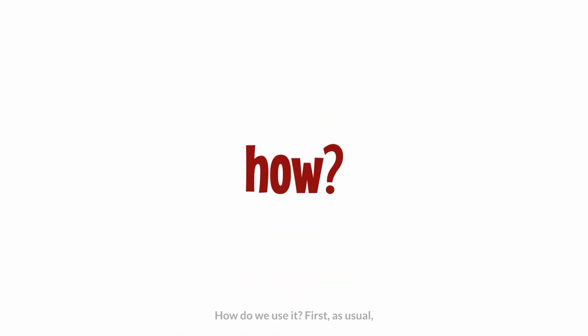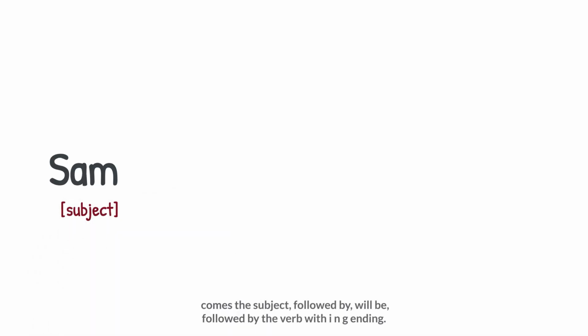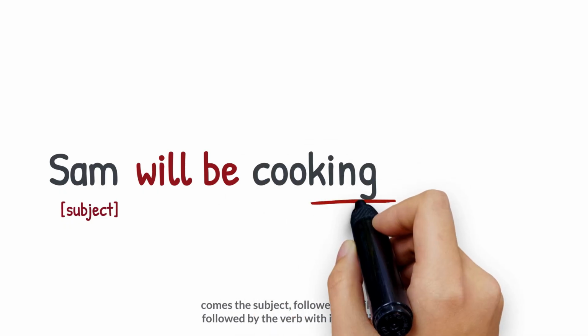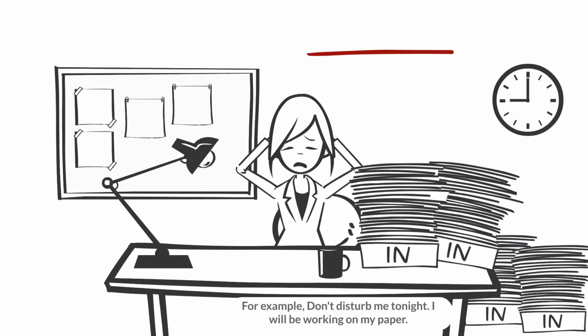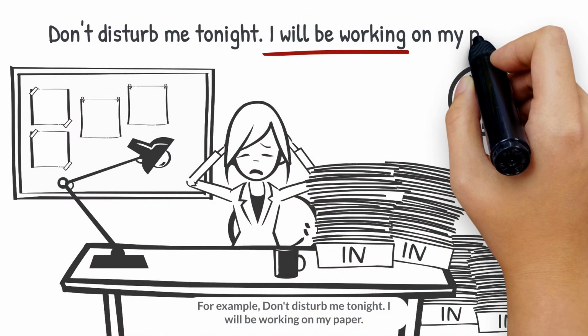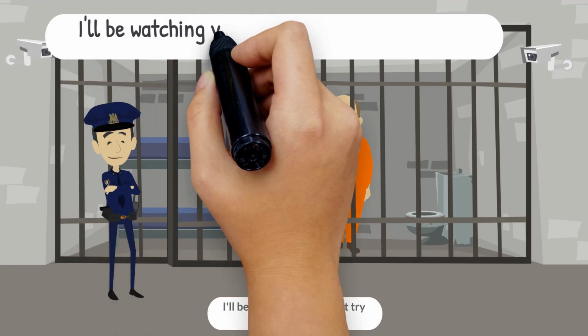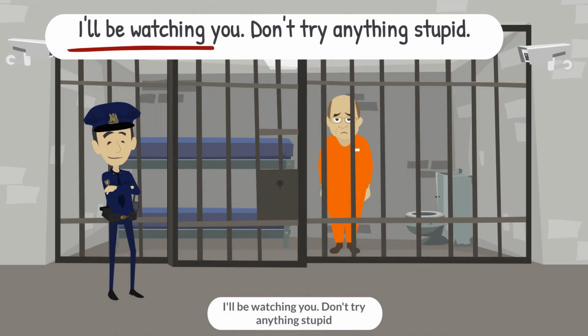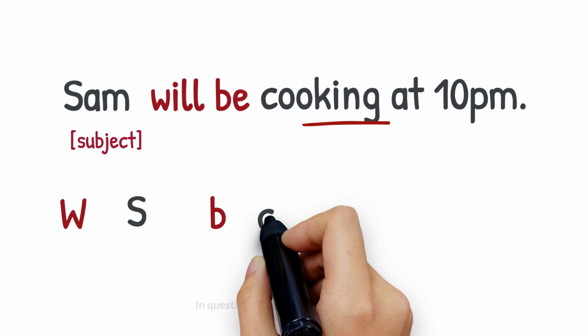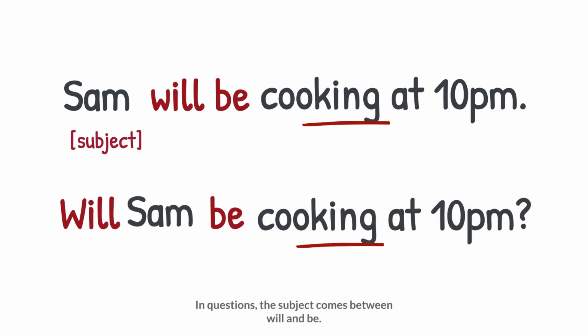First, as usual, comes the subject, followed by will be, followed by the verb with ing ending. For example, don't disturb me tonight. I will be working on my paper. I will be watching you. Don't try anything stupid.